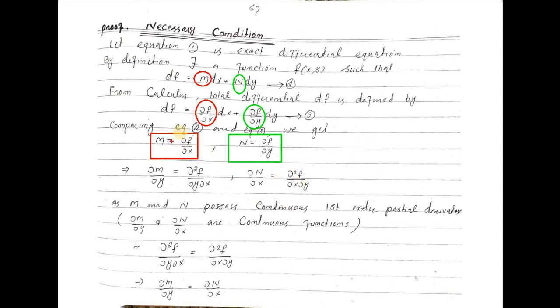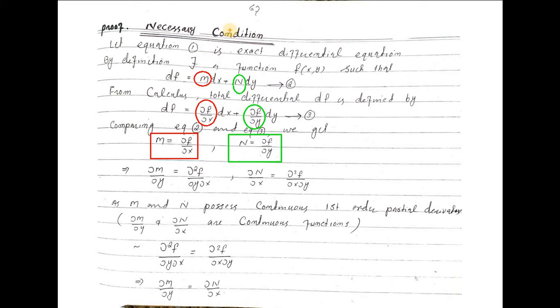We have to differentiate this equation with respect to y, and we have to differentiate this equation with respect to x. Since m and n possess continuous first order partial derivatives, that is del m over del y and del n over del x are continuous functions, this equation holds, that is del square f over del y del x will always be equal to del square f over del x del y. Now replacing this by its equivalent value, this is equal to del m over del y and this is equal to del n over del x.